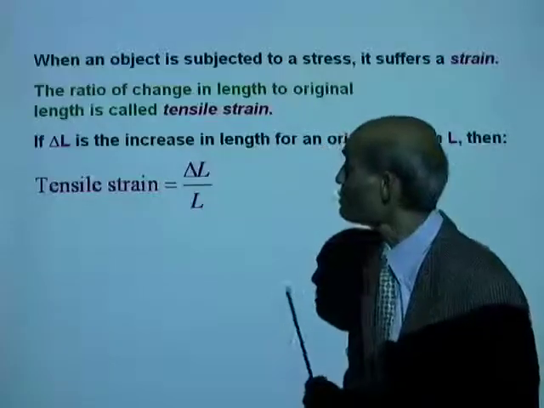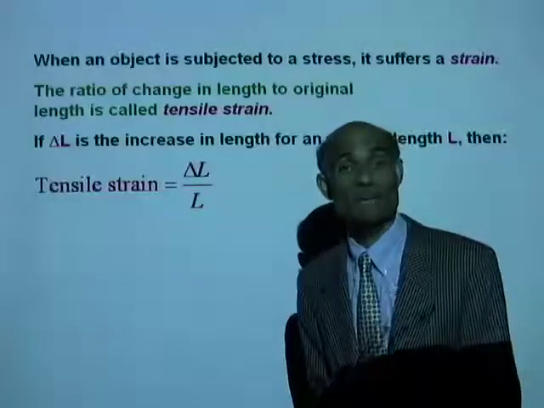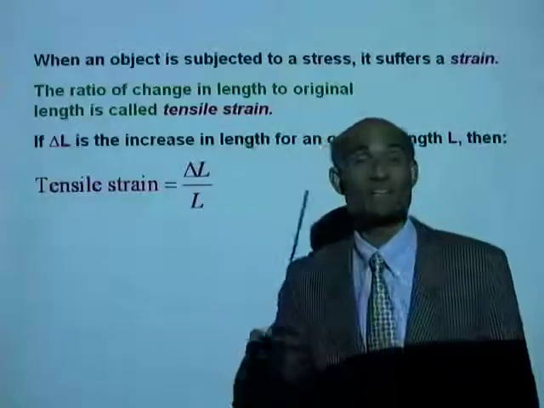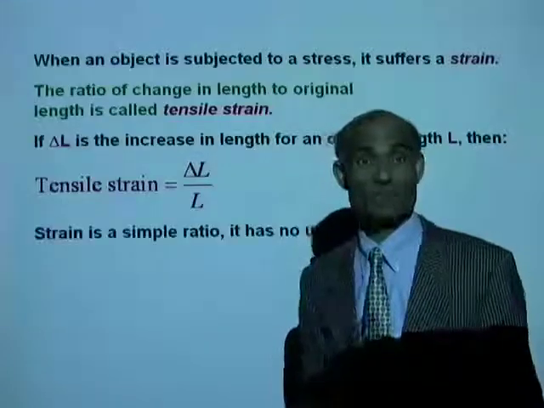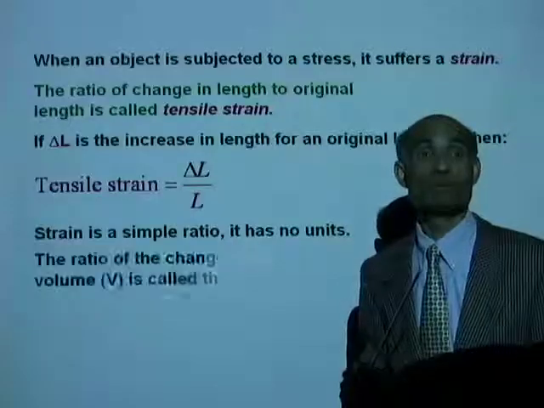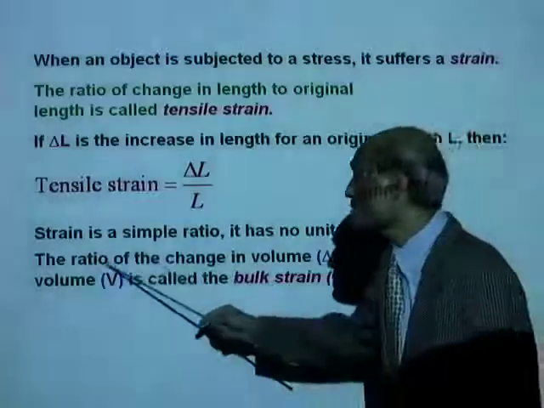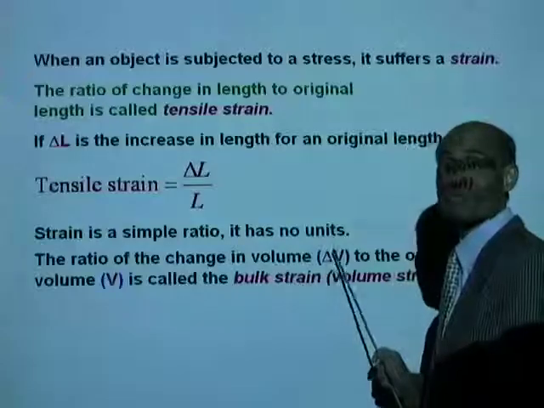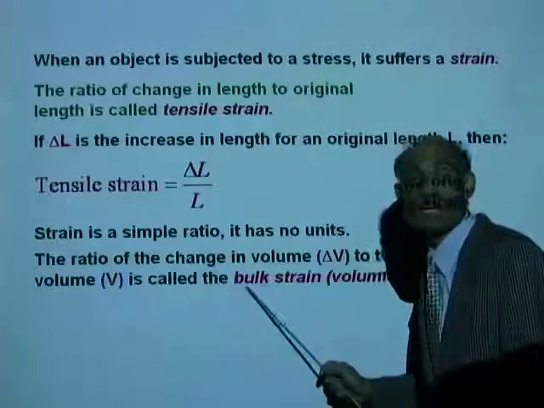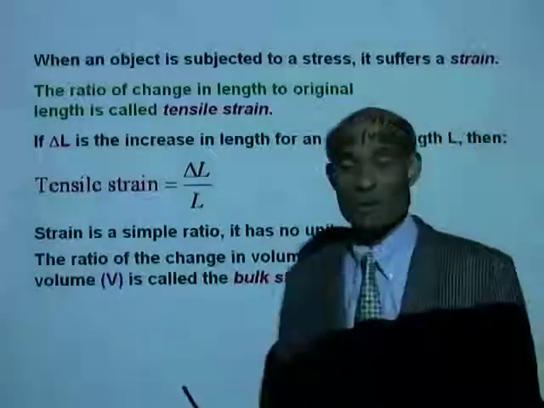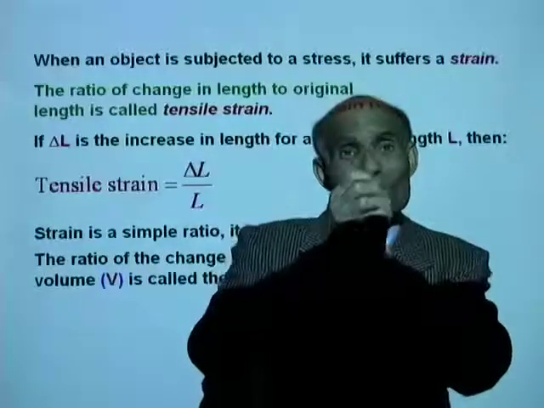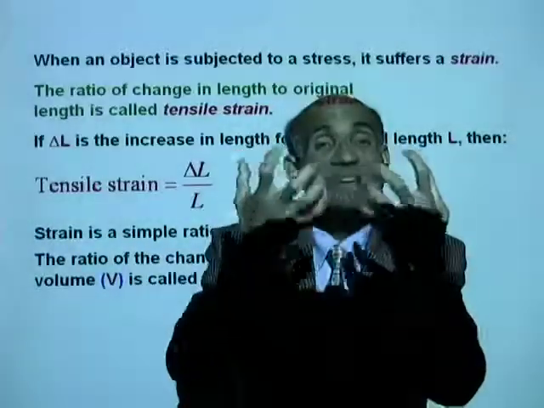Now tell me, what is the unit of tensile strain? Delta L is measured in meters, L is measured in meters. It has no unit. So it is a simple ratio and it has no unit. The ratio of the change in volume delta V to the original volume V is called the bulk strain. Bulk strain. You see, the compressional forces produce a bulk strain, change in volume.